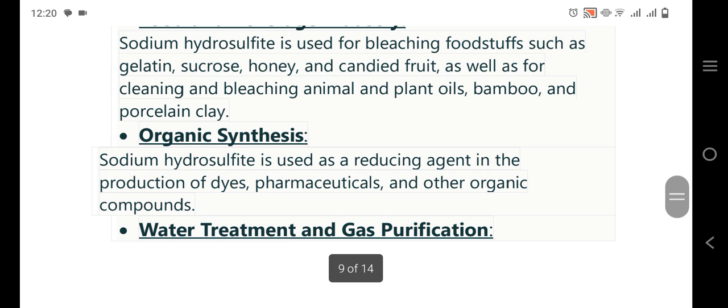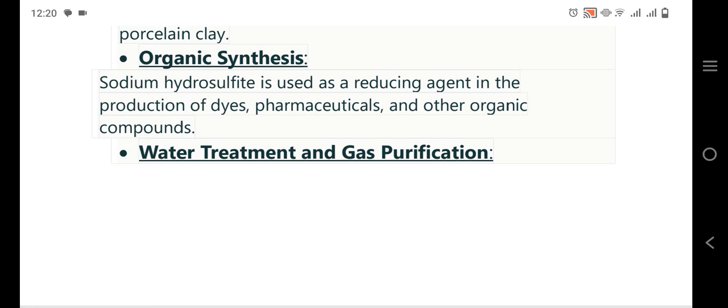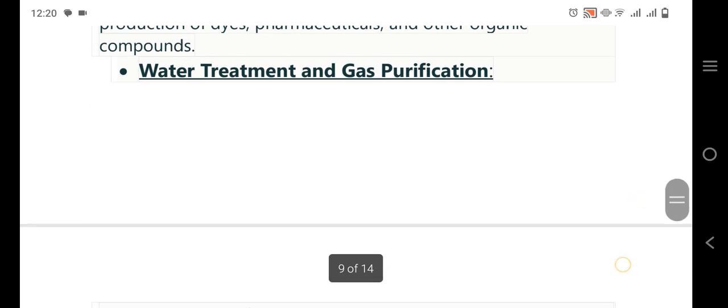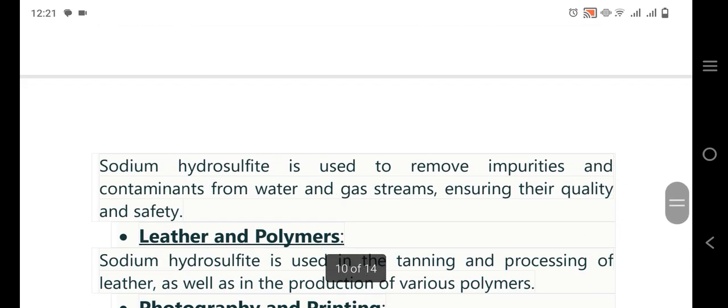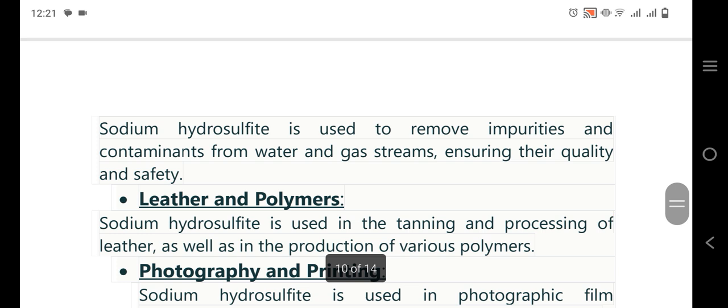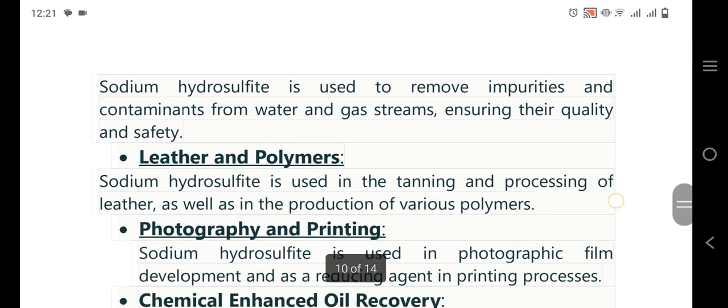In organic synthesis, sodium hydrosulfite serves as a reducing agent in various chemical reactions such as the reduction of carbonyl compounds to alcohol, and in the production of dyes and pharmaceuticals. In water treatment and gas purification, sodium hydrosulfite is used to remove impurities and contaminants from water and gas streams, ensuring their quality and safety.